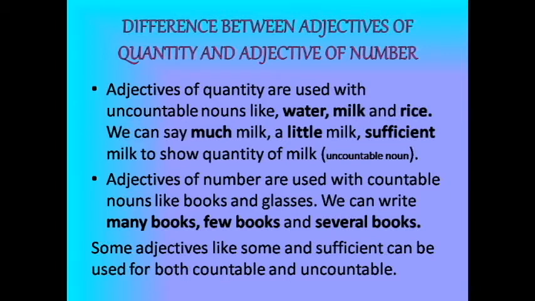Differences between adjectives of quantity and adjectives of number. Adjectives of quantity are used with uncountable nouns like milk, water and rice. We can say much milk, a little milk, sufficient milk to show quantity of milk, which is an uncountable noun. Whereas adjectives of number are used with countable nouns such as books, glasses and so on. We can write many books, few books, several books. Some adjectives like some and sufficient can be used both for countable and uncountable nouns.